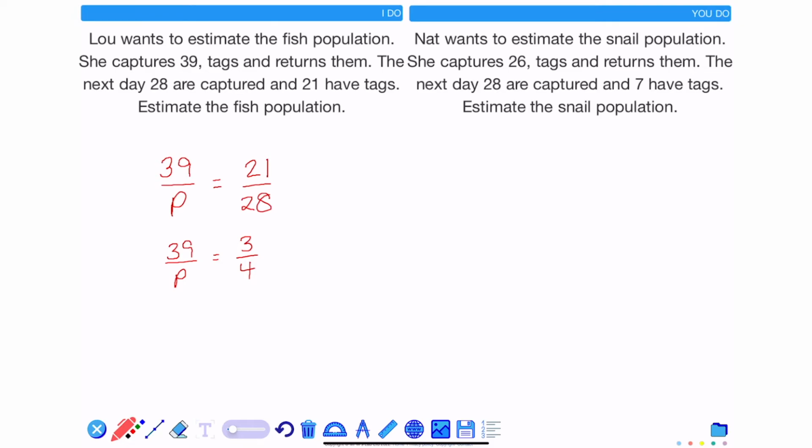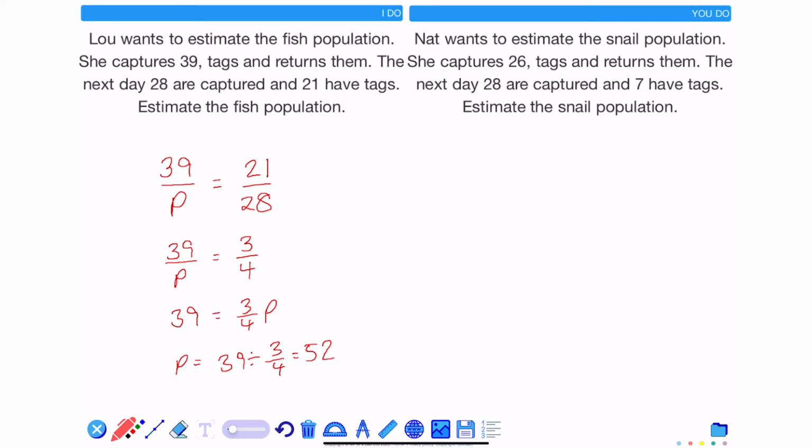Rearranging to find P, multiplying both sides by P would give 39 is equal to 3/4 P, and dividing both sides by 3/4, P would equal 39 divided by 3/4. This gives 52. An estimate of the population of fish would be 52.